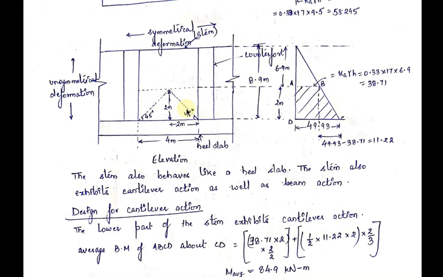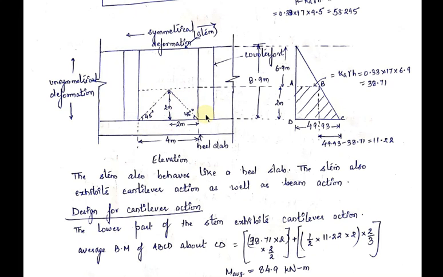See, I told you that the lower part of the stem exhibits the cantilever action. Now, how much lower part do we have to consider? We will consider the lower part of the stem according to the lines drawn at an angle of 45 degrees. They will coincide at a height of 2 meters from the base of the stem. So we will consider a strip of width 2 meters. Whatever load acts on this strip of 2 meter width will be responsible for producing the bending moment and the shear force at the base of the stem.